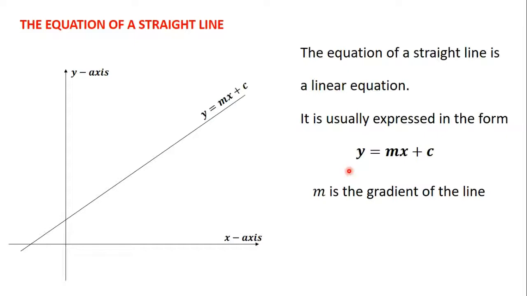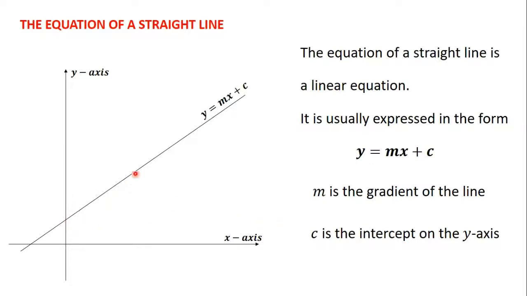Also, when the equation of a straight line is expressed in the form y is equal to mx plus c, c is the intercept on the y-axis or the y-intercept. The intercept on the y-axis or the y-intercept is the point on the y-axis where the line intercepts or cuts the y-axis. What this means is that when you draw the straight line, it will cut the y-axis at a certain point. That point is known as the y-intercept.